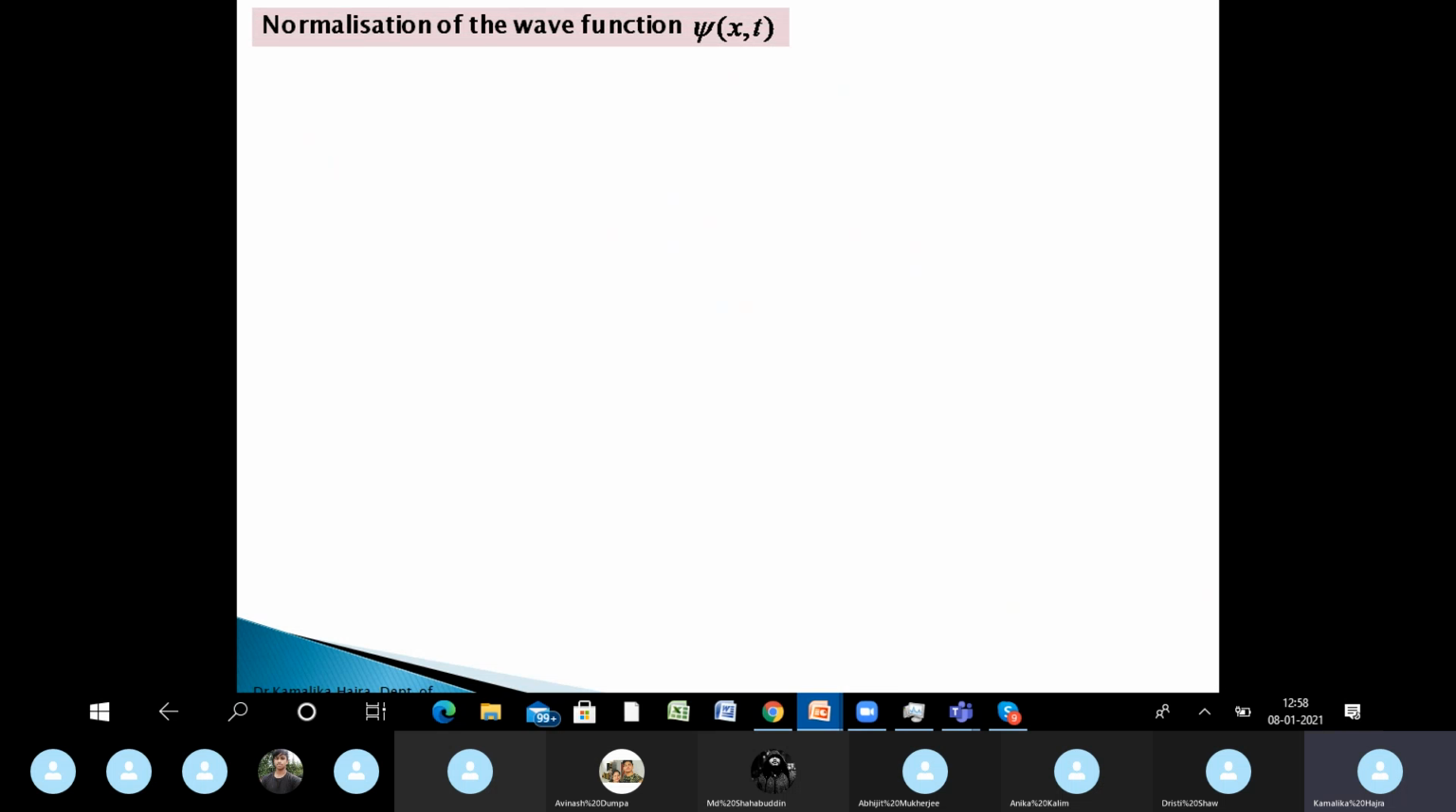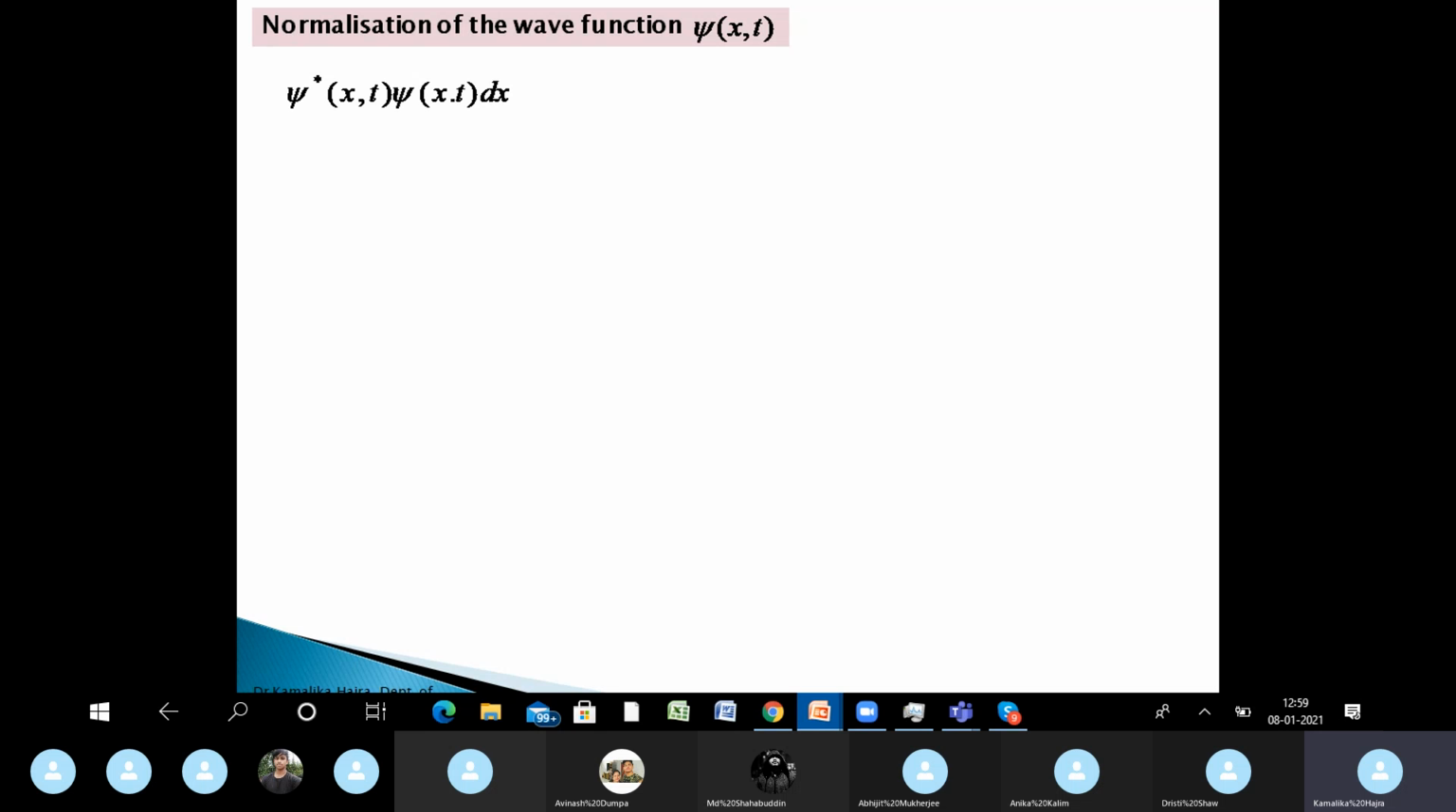Next comes the normalization of the wave function psi. When you solve Schrodinger equation and get a possible expression for psi, the first thing that you do is test whether it is a well-behaved function. When you are satisfied that yes, this is a well-behaved function and it can be an allowed solution of Schrodinger equation, the next thing that you need to do is normalize the function. What does that mean?